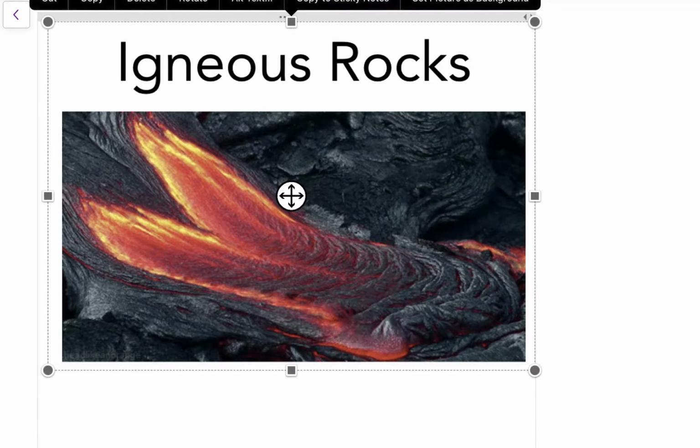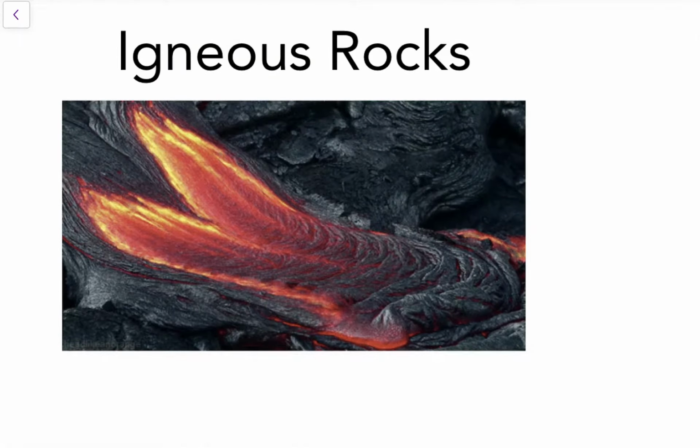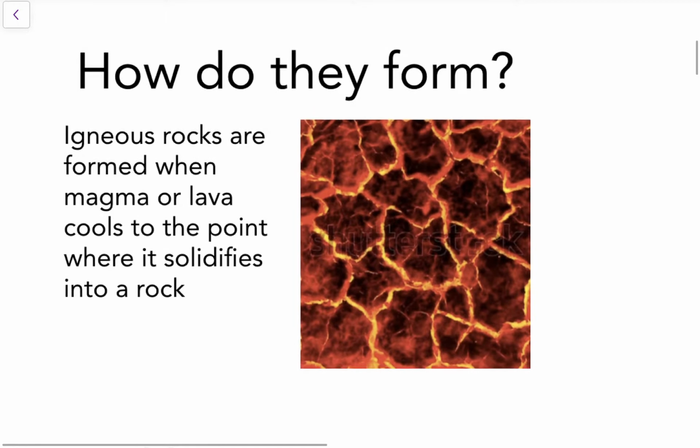Igneous rocks are made when magma or lava solidifies, which means it turns from a liquid into a solid, and it changes from magma or lava into a solid, hard rock. How do they form? Igneous rocks are formed when magma or lava cools to the point where it solidifies into rock. That magma or lava turns from a liquid into a solid and becomes hard rock.